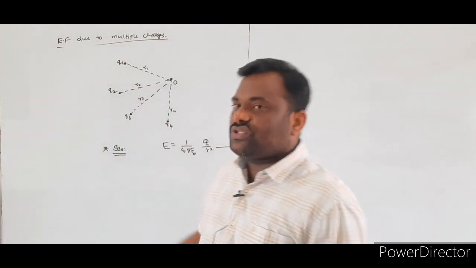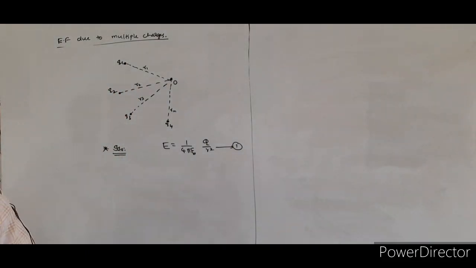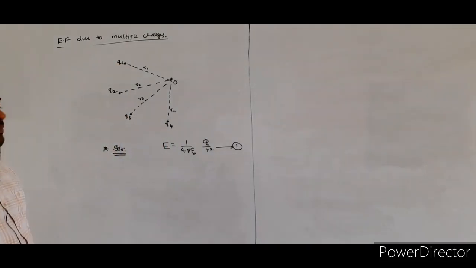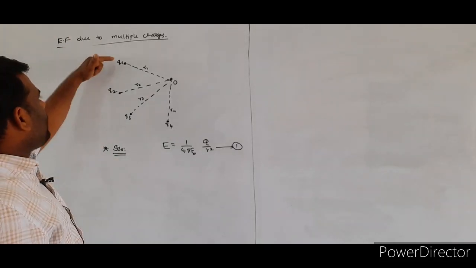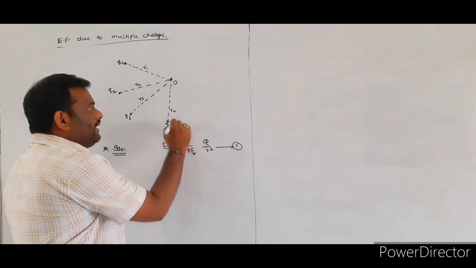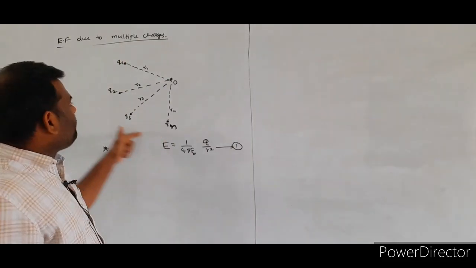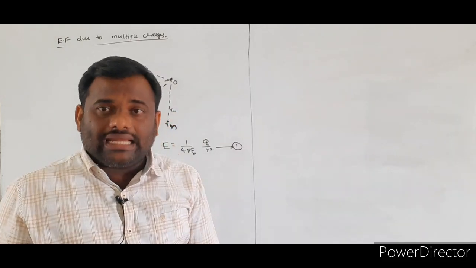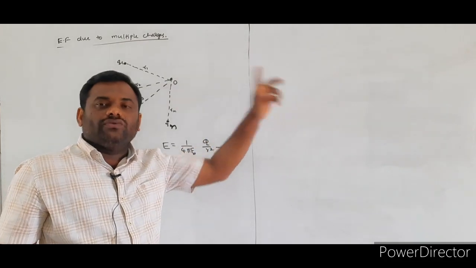But in this particular situation, we consider multiple charges. See here, I consider n number of point charges. Their magnitudes are given by q1, q2, q3 up to qn. Due to these multiple charged particles, I want to calculate the resultant field intensity at the point O.